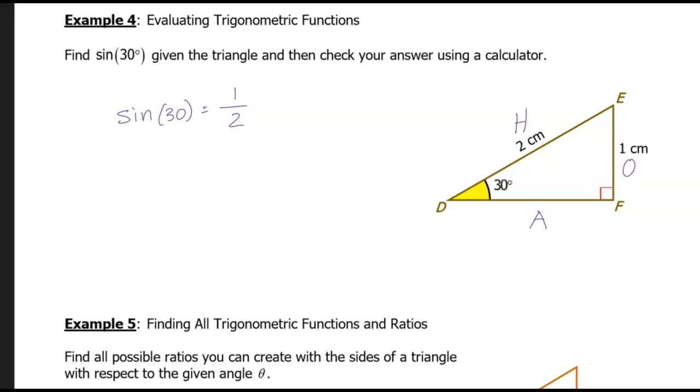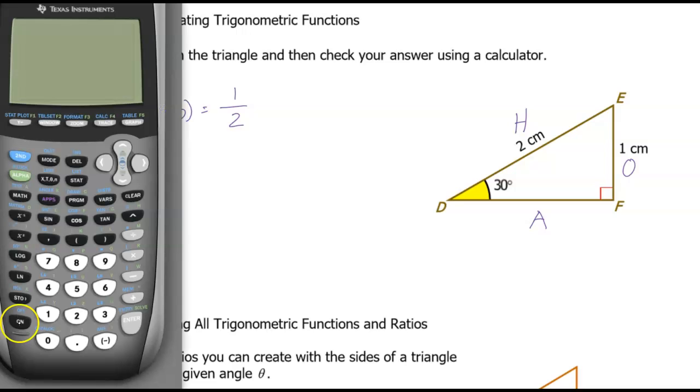Hey, Kate. And it does say check this using your calculator. Our calculator's in degree mode, and then we just hit sine of 30, and it will always give us 0.5 or 1/2.